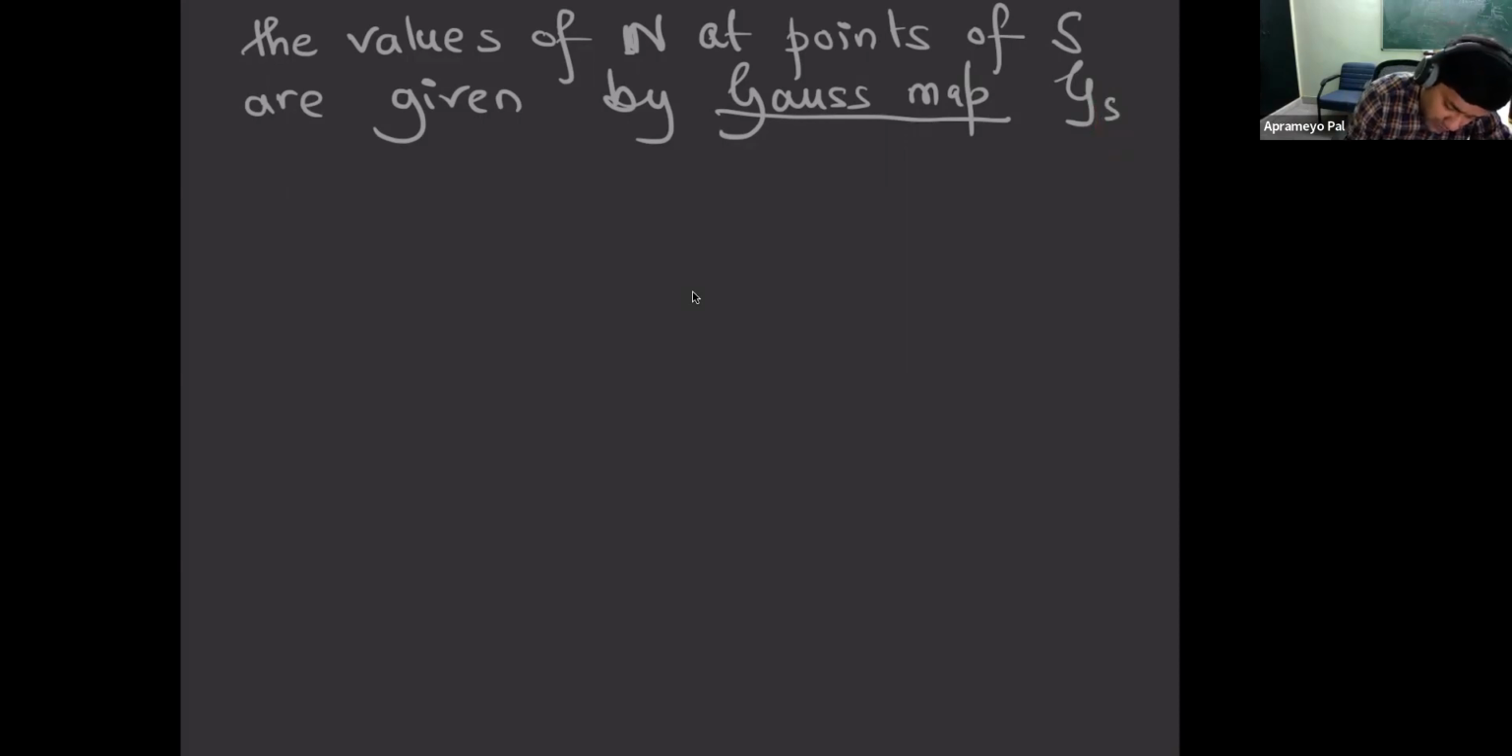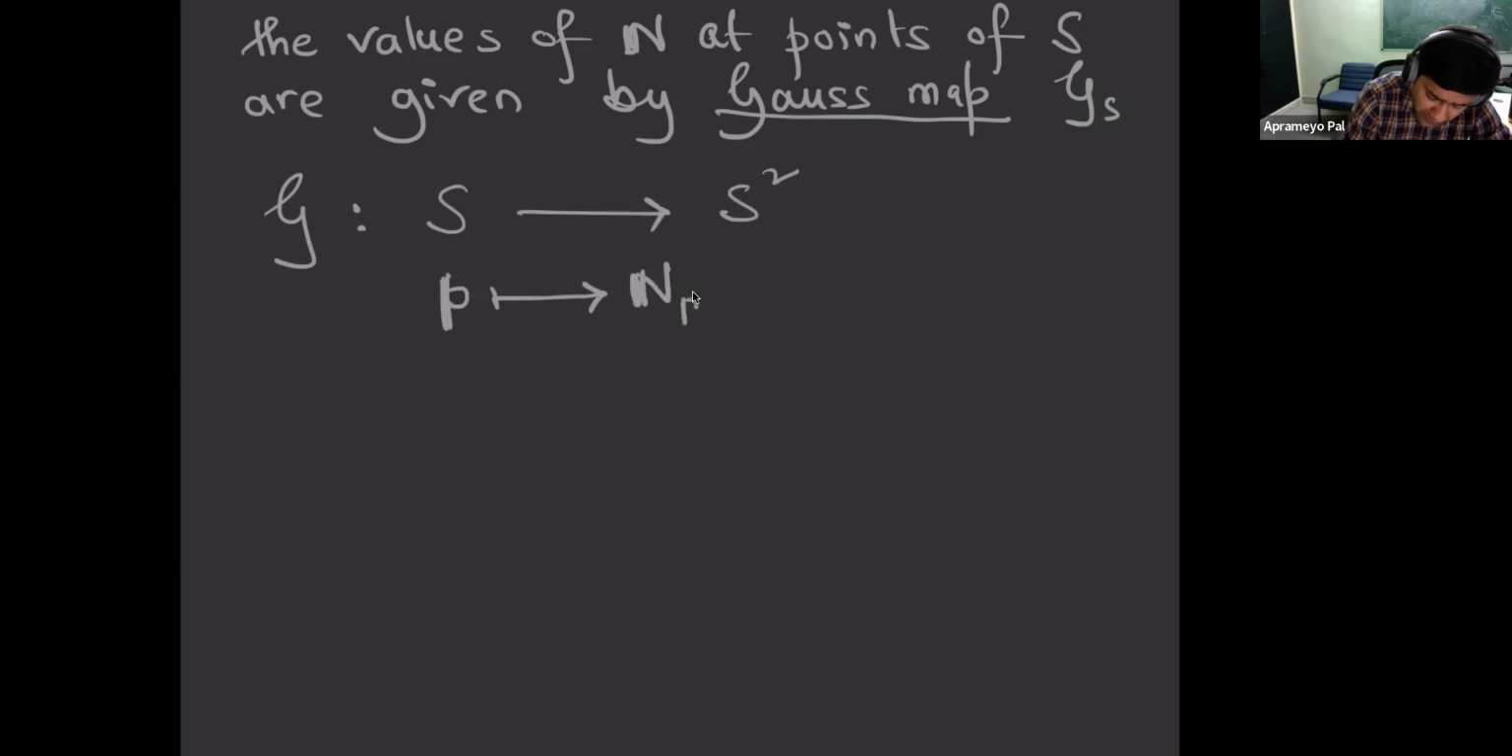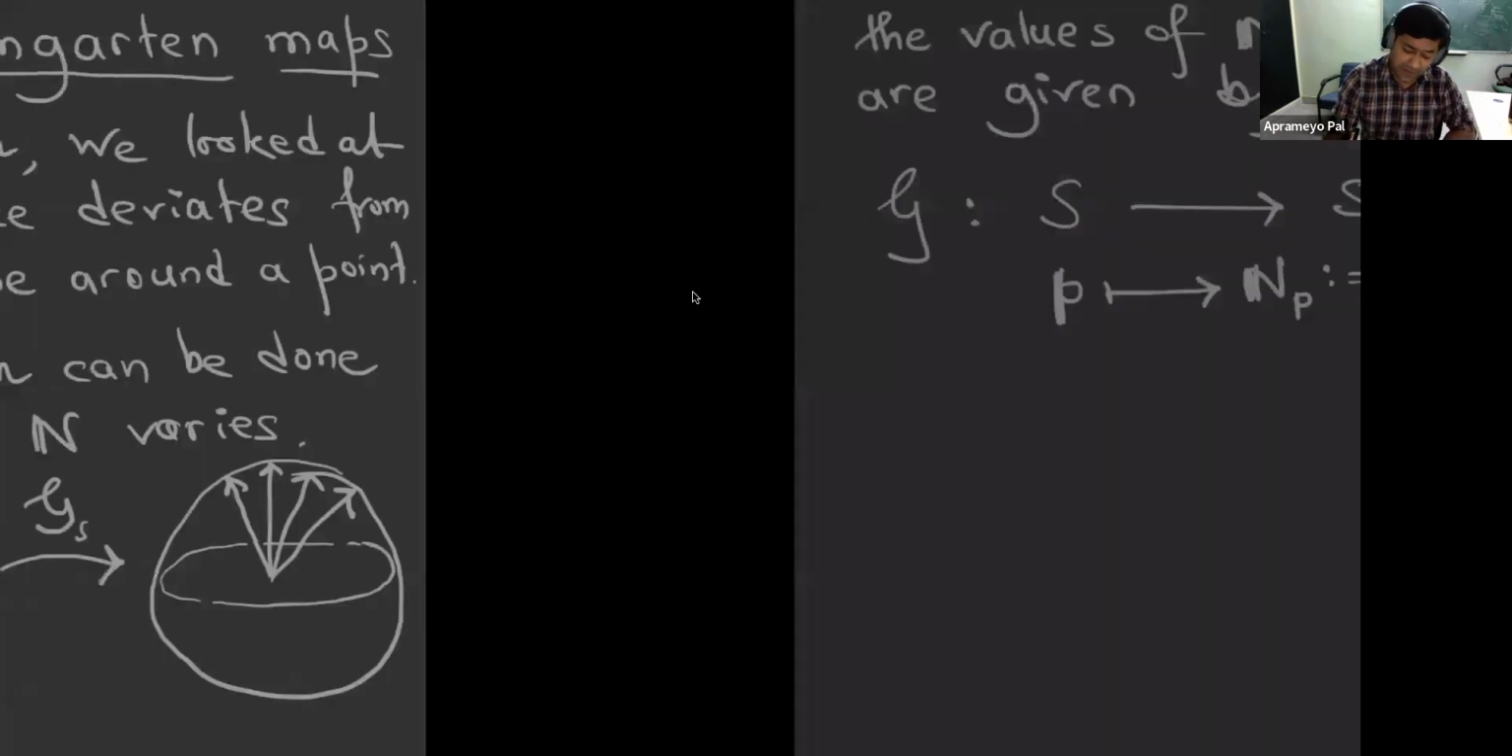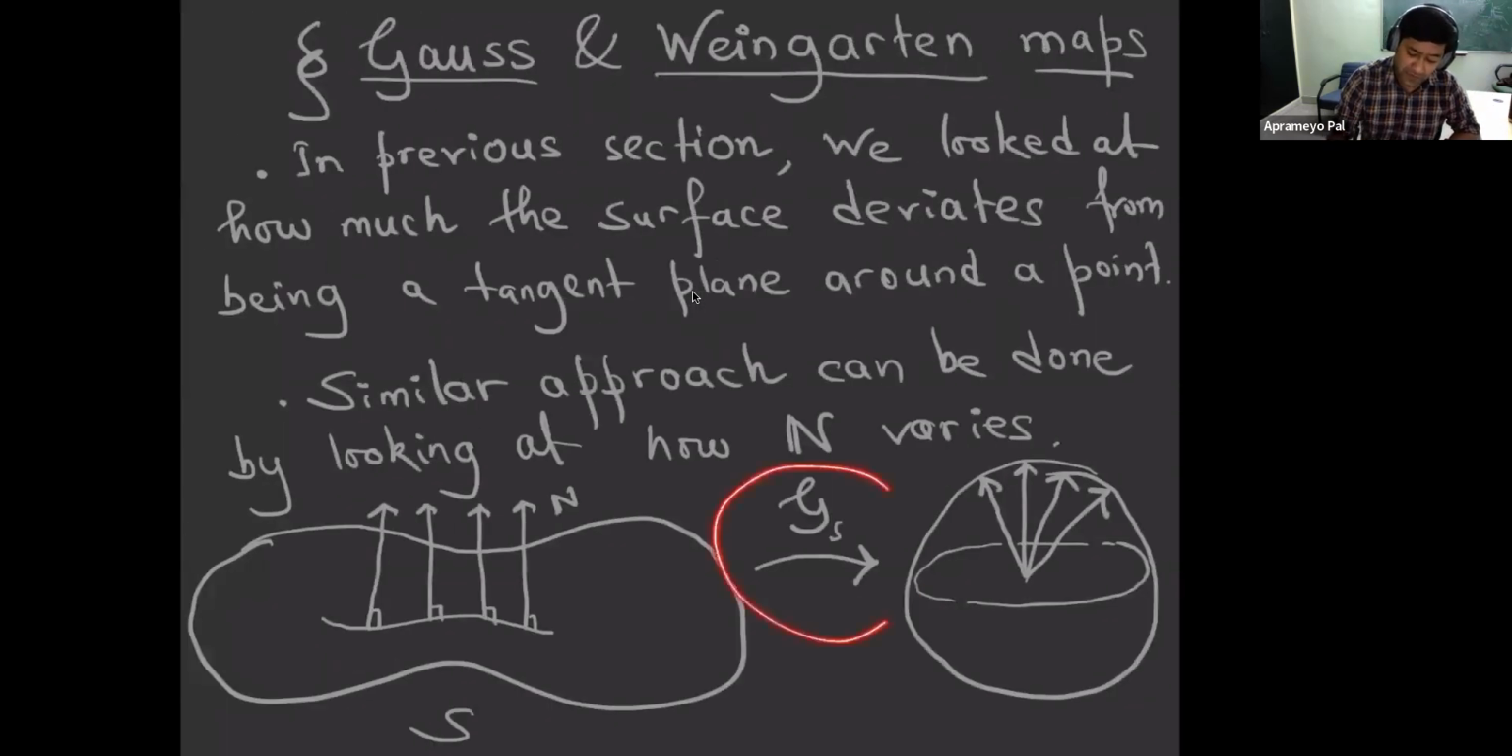So essentially we define G from S to the unit sphere S², sending a point P to the unit normal vector N_P, the unit normal of S at P. That's exactly the map. You take any point, then consider the unit normal at that point, and then consider it as an element in the sphere. Okay?